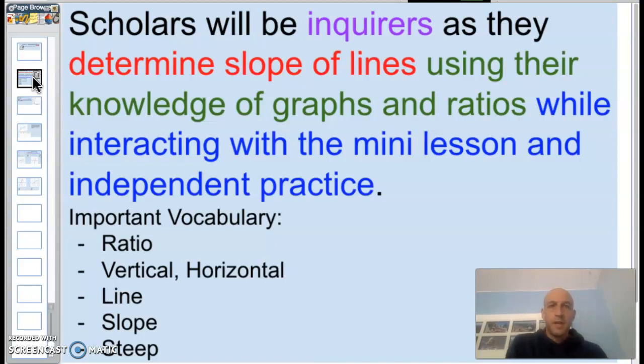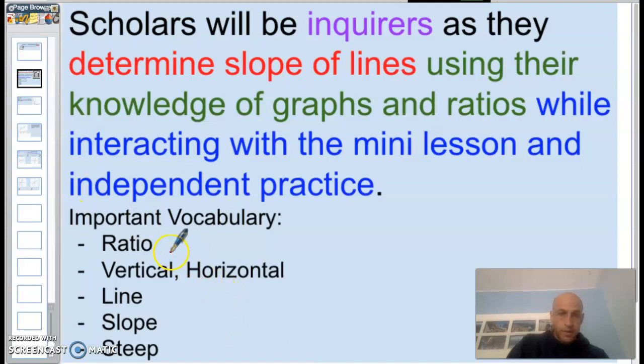All right, our objective today, scholars will be inquirers as they determine slopes of lines using their knowledge of graphs and ratios while interacting with the mini lesson and independent practice. So some important vocabulary that you need to know. Some of it we've learned a lot about and some of it not so much. So ratio, we've spent a lot of time this year talking about ratios, which is really just comparing two different things. Vertical and horizontal.